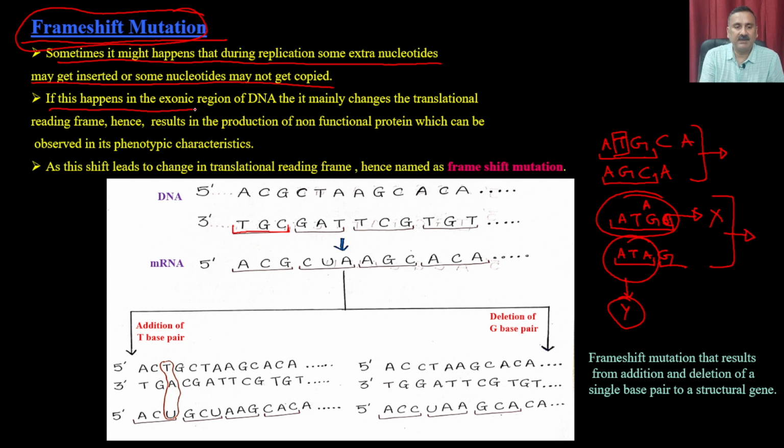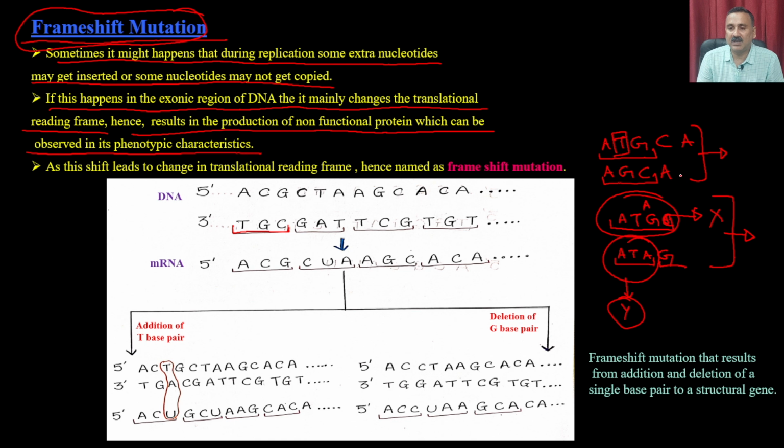So, if this happens in the exonic region of DNA, it may change the translational reading frame, hence resulting in the production of a non-functional protein, which can be observed in the phenotypic characteristics. It is not only going to change the codon for this, it is actually going to change the codon for subsequent ones also. For example, it is going to cause a frameshift mutation.